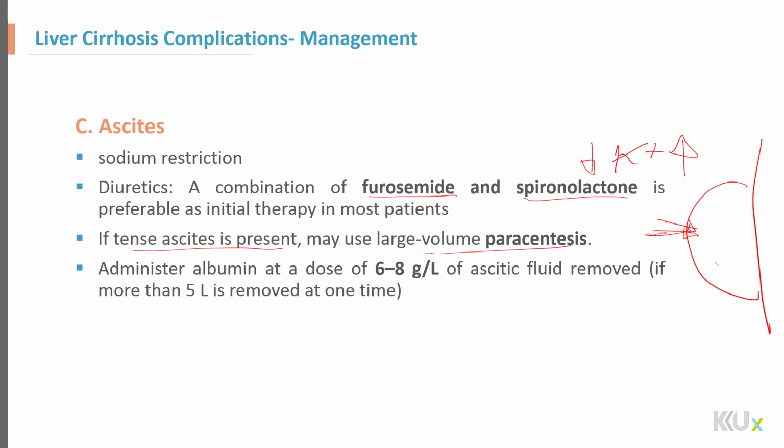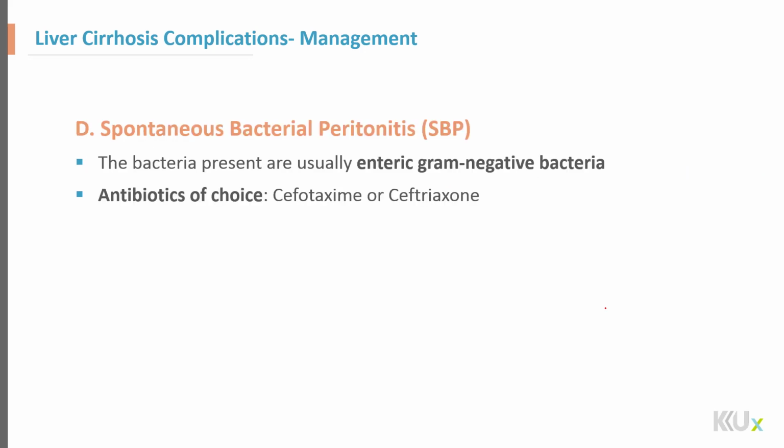If you make paracentesis, we should administer albumin at a dose of 6 to 8 grams per liter of ascitic fluid. If you, for example, extract 5 liters, then for each liter you give 6 to 8 grams of albumin to compensate for this fluid that is extracted. For spontaneous bacterial peritonitis, the bacteria are usually enteric gram-negative bacteria.